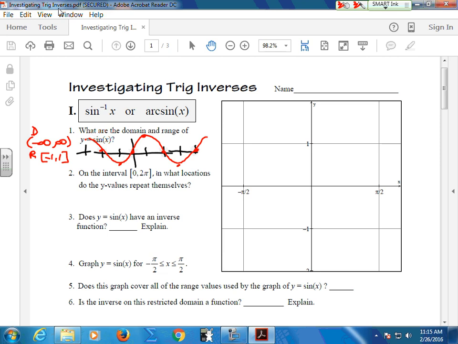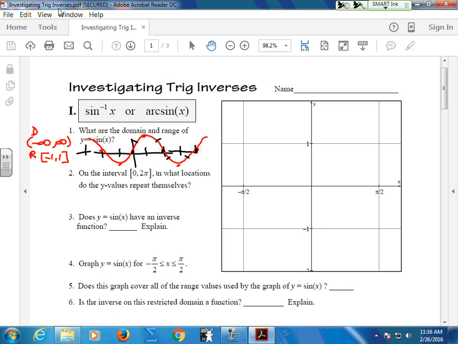Okay, now, it says over the interval from 0 to 2 pi, I'm looking from here all the way to here. In what locations do the y values repeat themselves? Look up here for 1 second. This is what they mean. I have a y value here of 0, here of 0, here of 0. I have a y value of positive 1/2, positive 1/2. I have a y value of negative 1/2, negative 1/2.